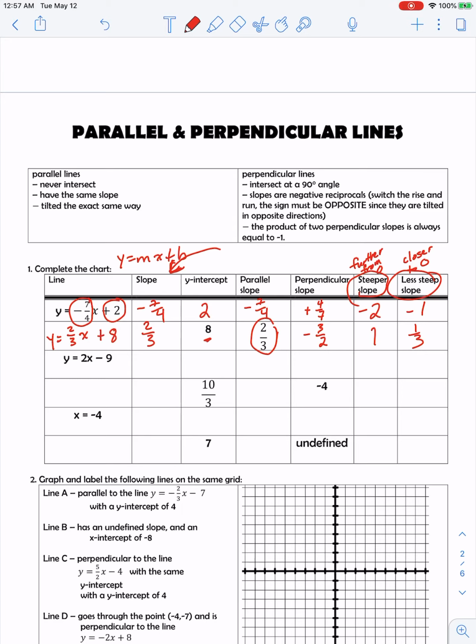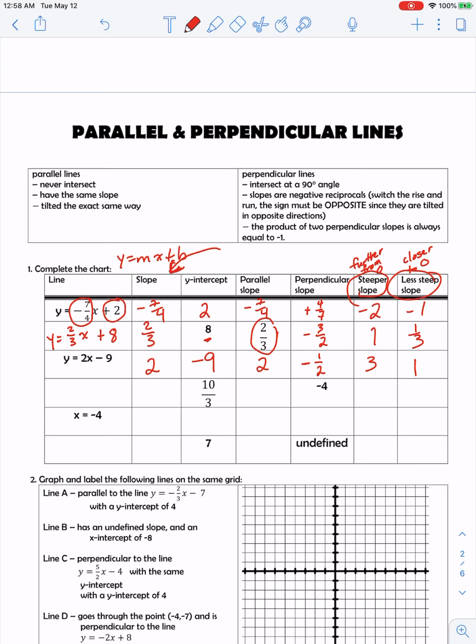All right, the next one, the slope is 2, the y-intercept is -9. Parallel slope would be 2. Perpendicular slope, flip that 2 over so it becomes 1/2 and add a negative sign. Steeper than 2, anything bigger than 2, 3 works. Less steep than 2, anything smaller than 2, 1 works.